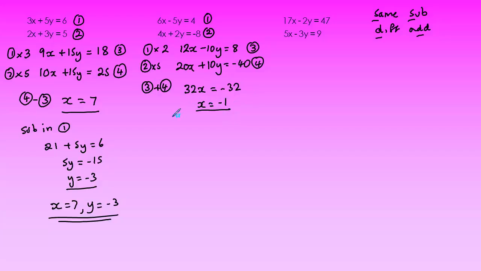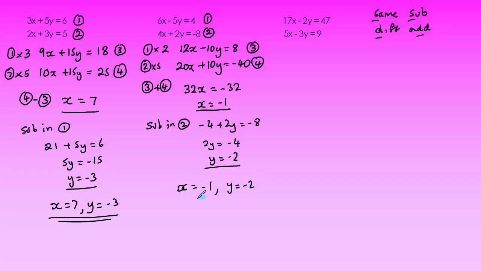Let's substitute that into 2. Doesn't matter which of the original equations we go back to. So if x is negative 1, that's negative 4. Add 2y is negative 8. So 2y would be equal to negative 4, and y will be negative 2. So we're saying that x is negative 1, y is negative 2.